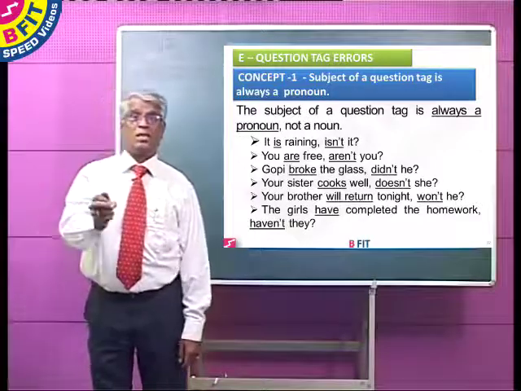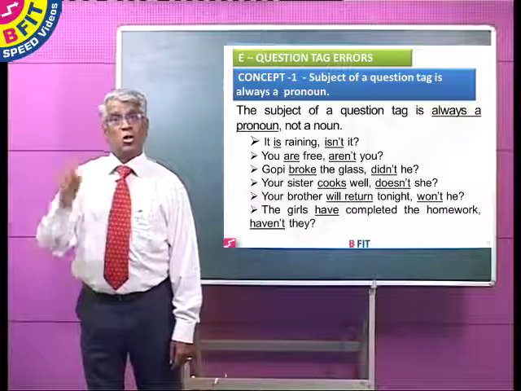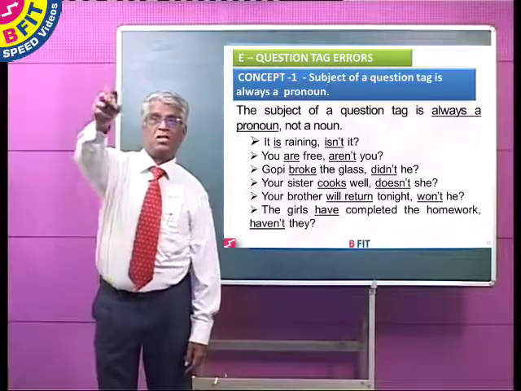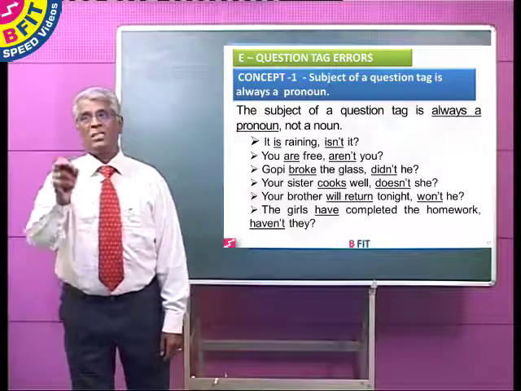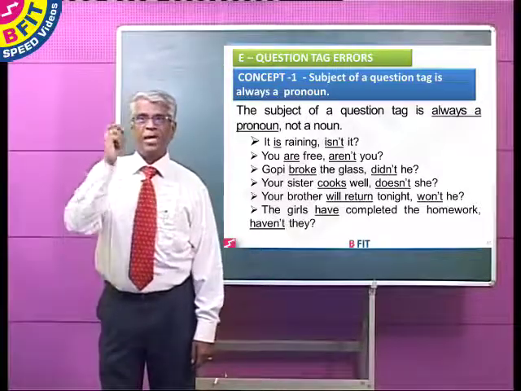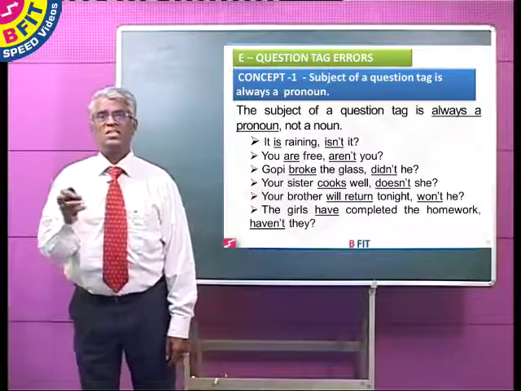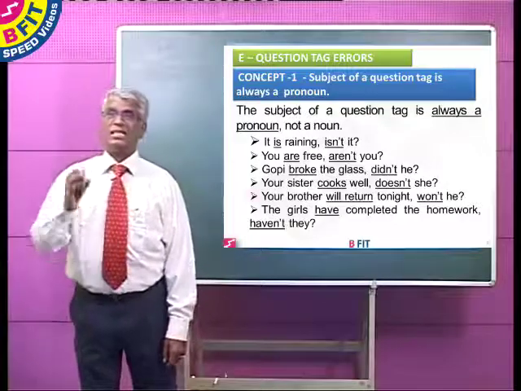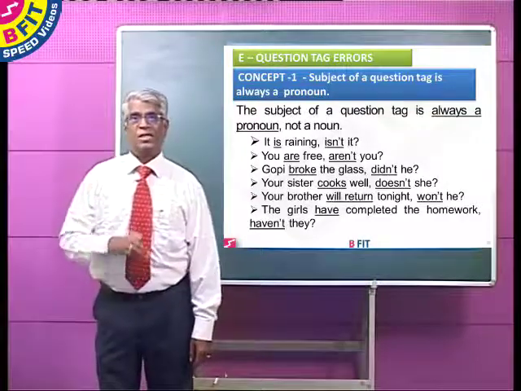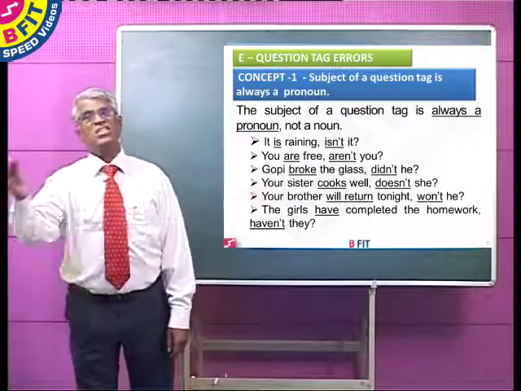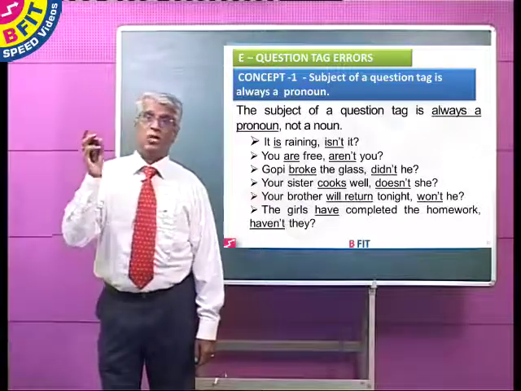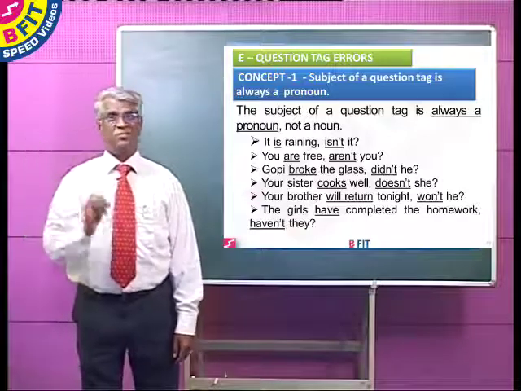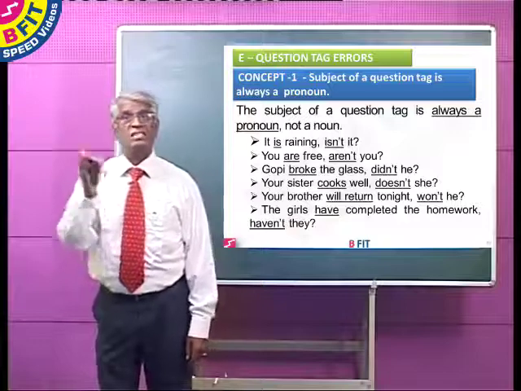Now, Gopi is a noun. In a question tag, you should not use a noun. He is the pronoun which is used in place of the noun Gopi. Your sister cooks well. The verb is cooks, which is present tense with s. Therefore, you must use does here. N-T is common for all question tags. Your sister cooks well, doesn't she? You should not use the noun sister, but you must use the pronoun she. If it is brother, you'll use doesn't he.